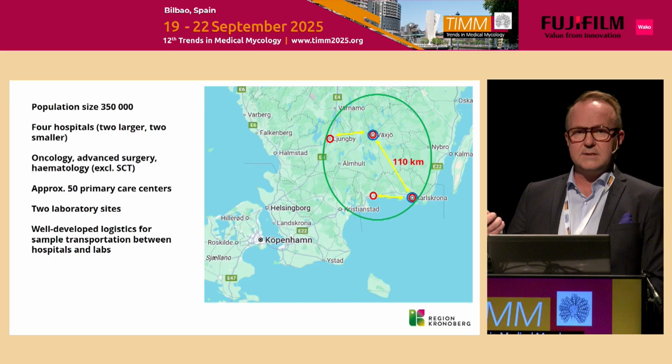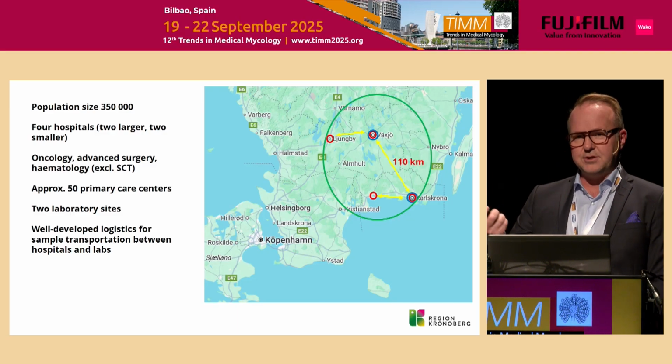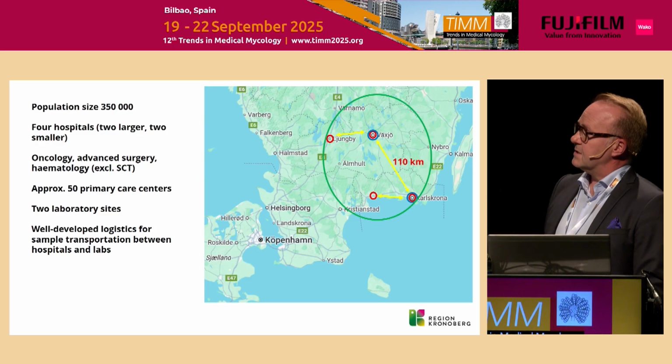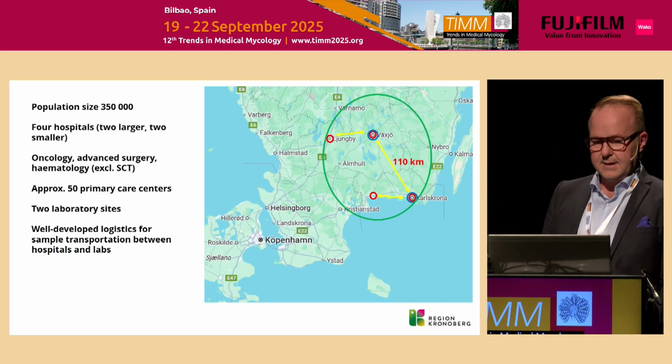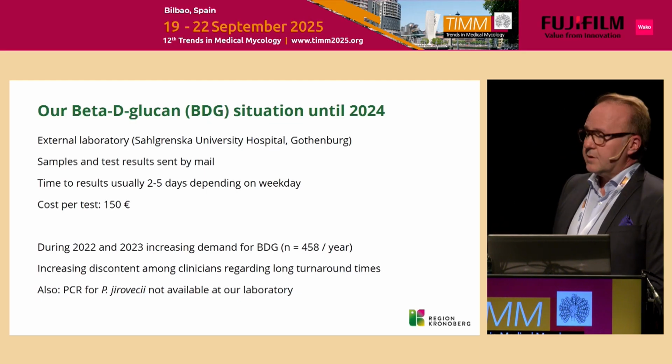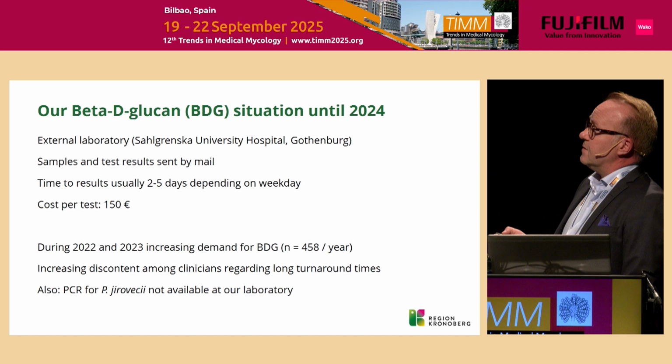So our goal is that our customers, so to say, the clinicians, should not be aware of whether we have allocated the diagnostics to this place or to this place. It should be smooth and seamless. So what was then our situation regarding beta-glucan in 2024, or before 2024, when we introduced this test?